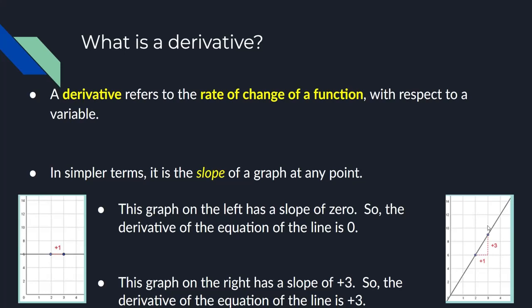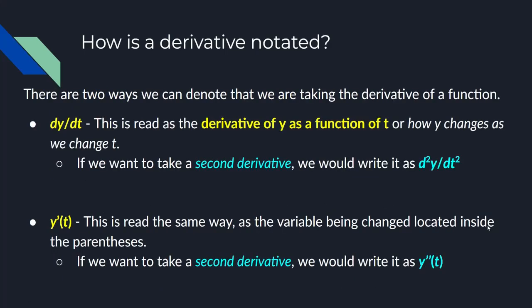Now, the whole point of talking about derivatives, though, is more for when our lines are much different, when it's curved. Now, how is a derivative notated? A derivative is notated one of two ways. This is the most common way that you're going to be seeing it, dy over dt. This is usually read as the derivative of the function y with respect to t, or the derivative of y as a function of t. So we're saying that we're looking at how y is changing as we change the variable t.